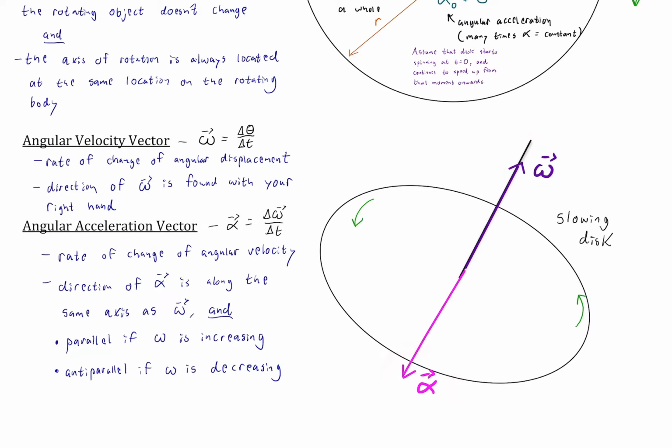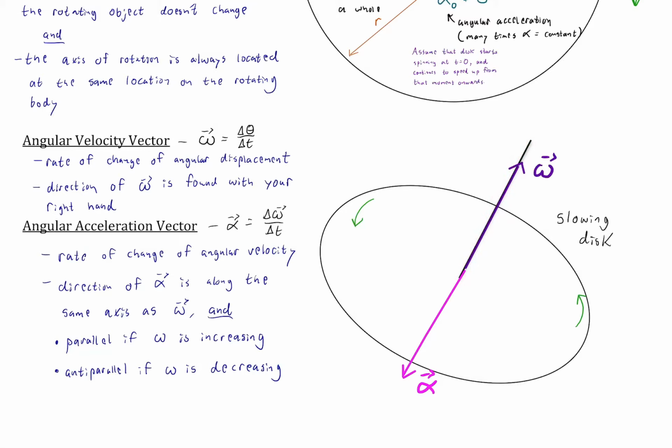Alpha points along the same axis of rotation. You see, I intended to draw it that way. It probably looks a little angled, but it points anti-parallel. That means that this particular example of angular acceleration would be slowing the disk down. If, on the other hand, angular acceleration pointed this way, then it would be speeding the disk up.